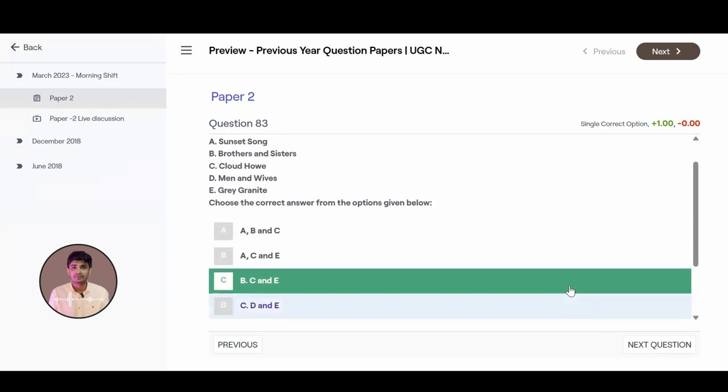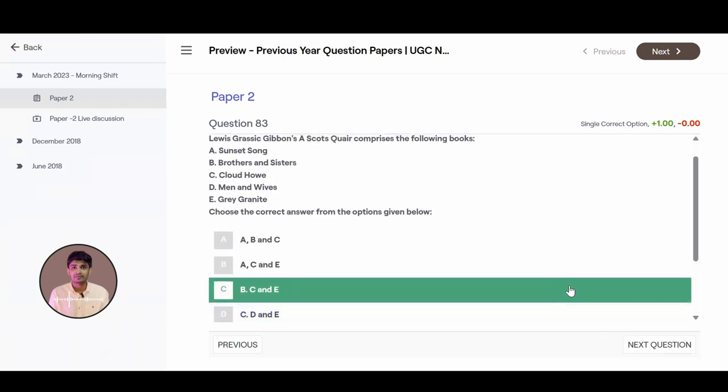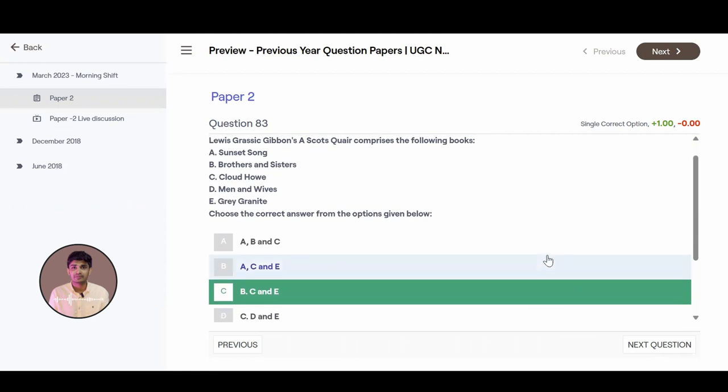It's B. A, C and D. Sunset Song, Cloud Howe and Grey Granite. These are the books comprising the Scots Quair trilogy.